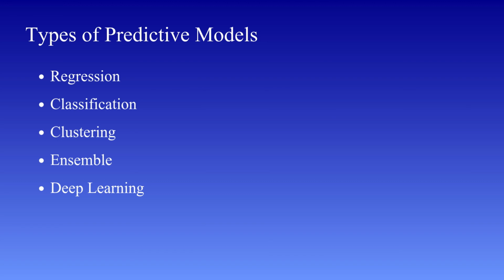The third category is clustering models. These are slightly different because they do not predict a predefined output. Instead, they group data into clusters based on similarity. For example, customer segmentation in marketing, grouping customers based on their purchasing behavior. Clustering is an example of unsupervised learning because there is no labeled output.